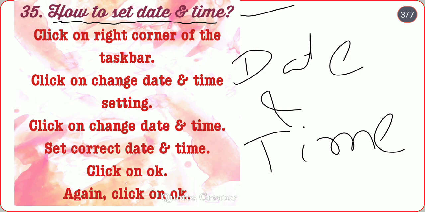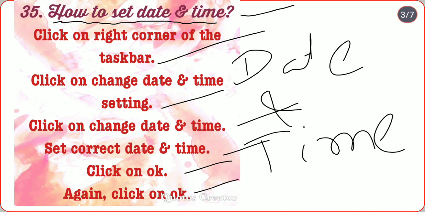First, click on right corner of the taskbar. Click on change date and time settings. Click on change date and time. Next, set correct date and time. Click on OK. Next step, again click on OK. So 1 2 3 4 5 6, totally 6 steps.